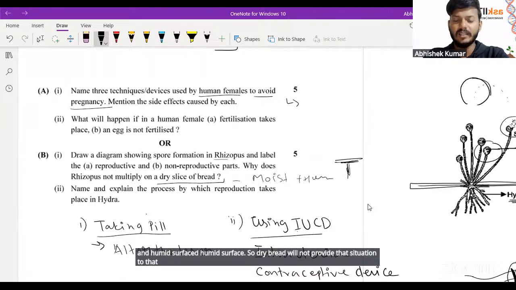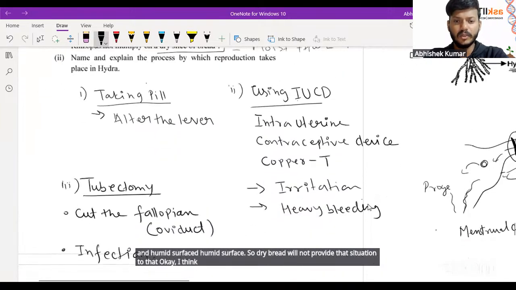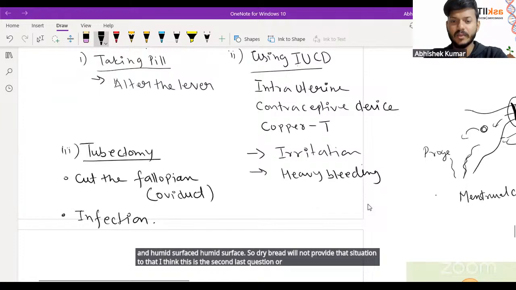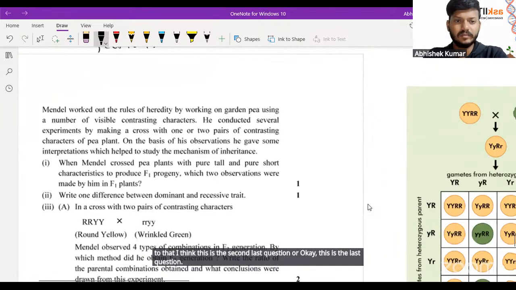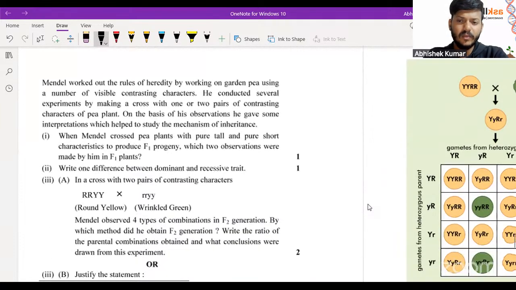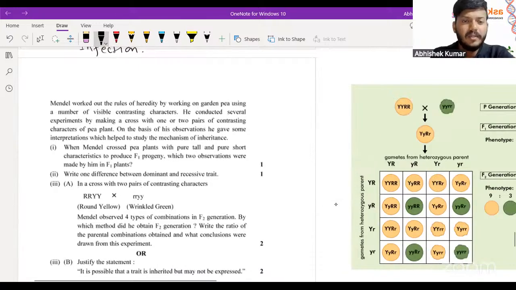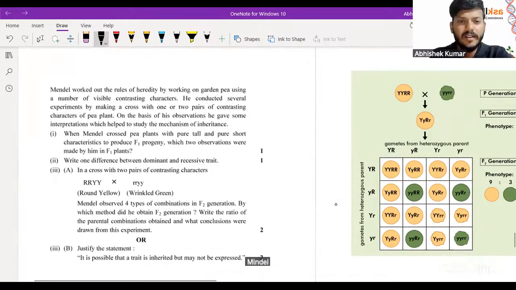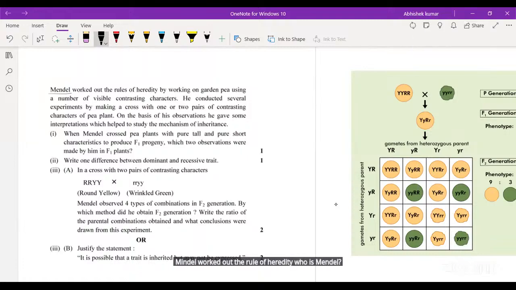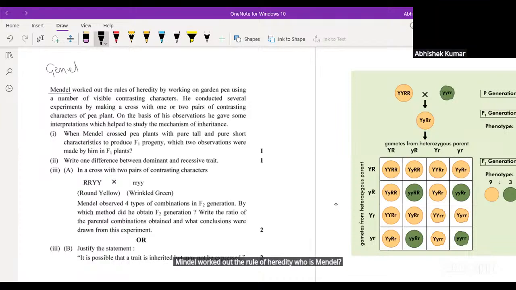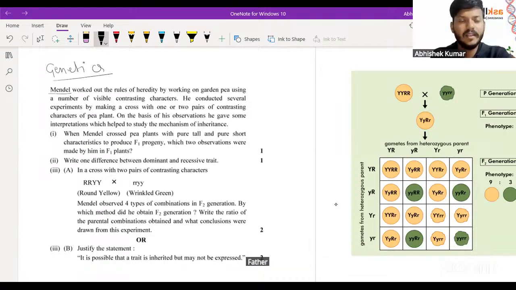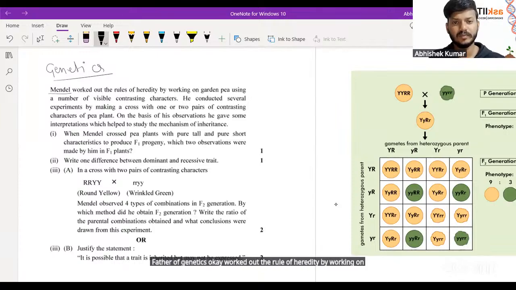Okay, this is the last question from genetics, and this chapter is also very important. And see, Mendel worked out the rules of heredity. Who is Mendel? The father of genetics. Father of genetics. Okay. He worked out the rules of heredity by working on a garden pea.